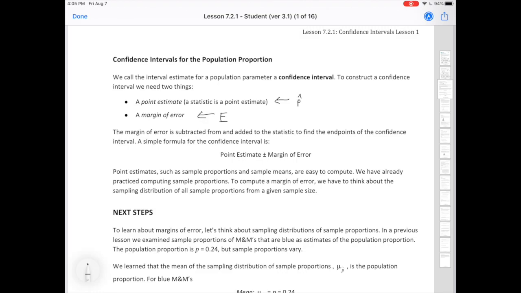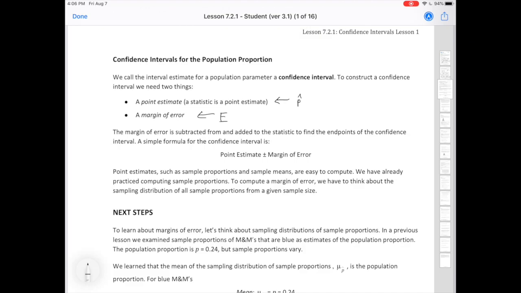So then, after you have the point estimate and the margin of error, a margin of error is subtracted from and added to the statistic to find the endpoints of the confidence interval. A simple formula for the confidence interval is the following. You take the point estimate and you write plus or minus the margin of error. Okay, plus or minus just means that we subtract it and then we also add it. And that gives you two numbers, right? One's going to be the lower limit, and the other is going to be the upper limit.